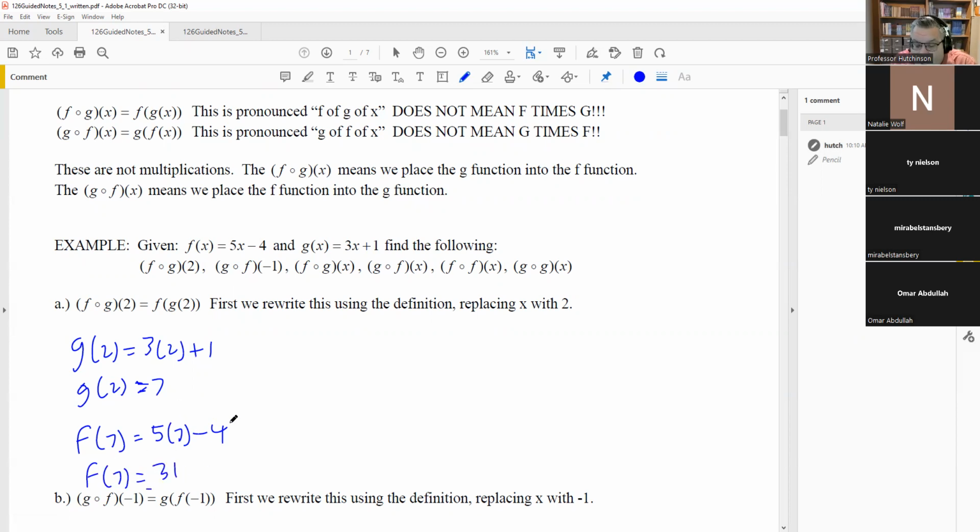Okay, so this means that f of g of 2 is equal to 31. So I start with the inside always. I compute the inside, replace the g of 2 with the 7. That's what I got when I did that. So all this goes away and I have a 7 in there instead. And then I just compute that, and that's my answer for the whole thing. F of g of 2 is 31.